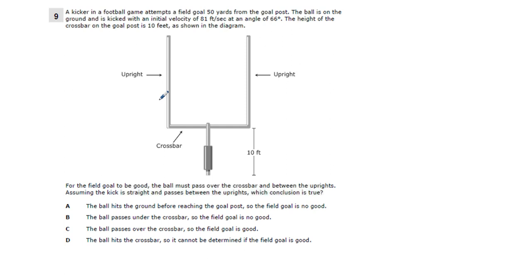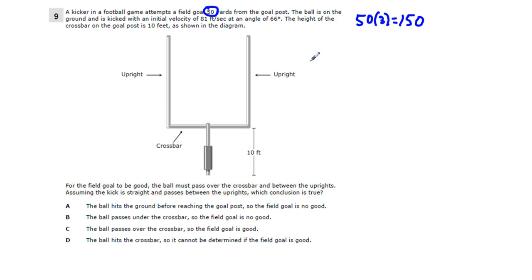9. A kicker in a football game attempts a field goal 50 yards from the goalpost. The ball is on the ground and kicked at an initial velocity of 81 feet per second, at an angle of 66 degrees. The height of the crossbar is 10 feet. We worked several problems like these as parametric equation sports problems. One thing I noticed right away is a unit discrepancy. We have the field goal that's attempted 50 yards away, so we have to change that into feet. So 50 yards times 3 feet per yard is going to be 150 feet. So that's how far that kick is going to have to go.